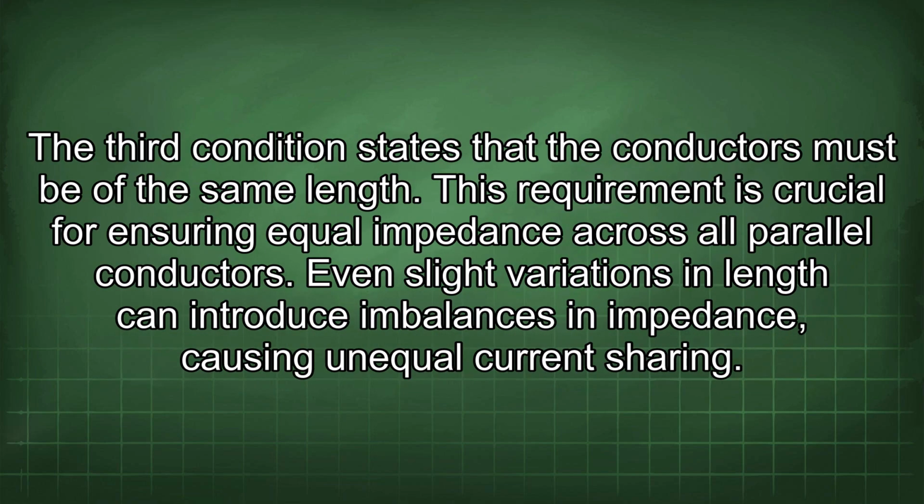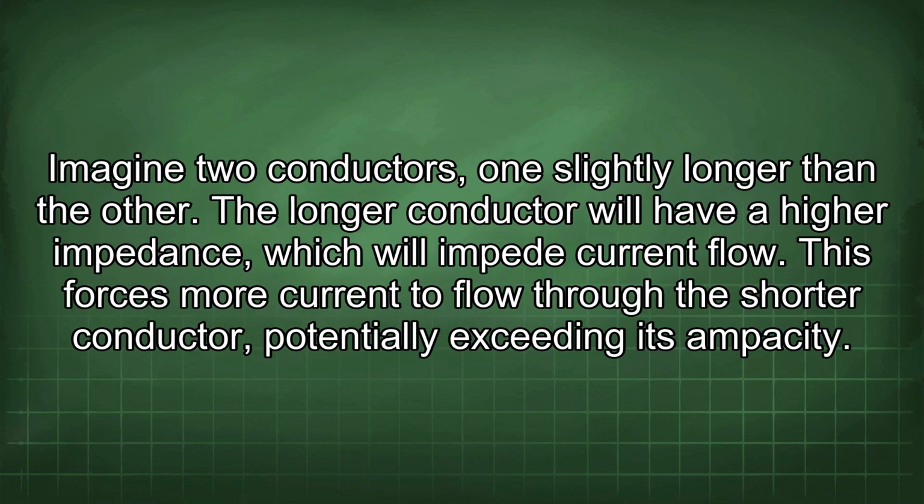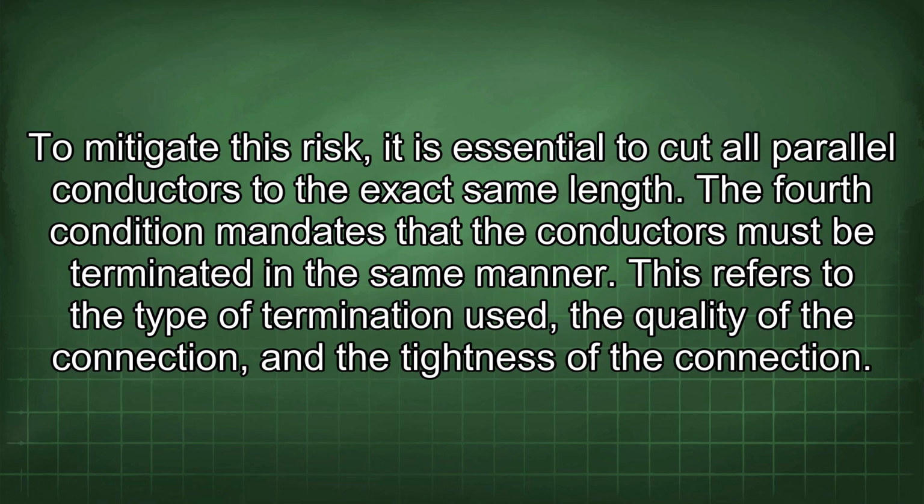The third condition states that the conductors must be of the same length. This requirement is crucial for ensuring equal impedance across all parallel conductors. Even slight variations in length can introduce imbalances in impedance, causing unequal current sharing. Imagine two conductors, one slightly longer than the other. The longer conductor will have a higher impedance, which will impede current flow. This forces more current to flow through the shorter conductor, potentially exceeding its ampacity. To mitigate this risk, it is essential to cut all parallel conductors to the exact same length.